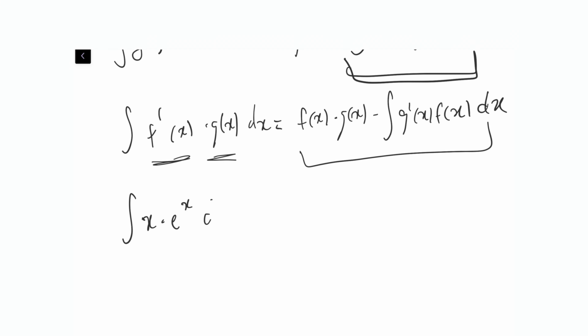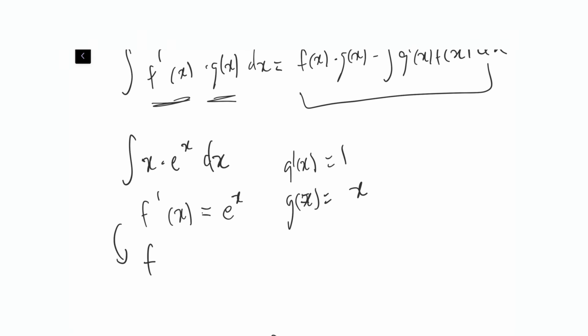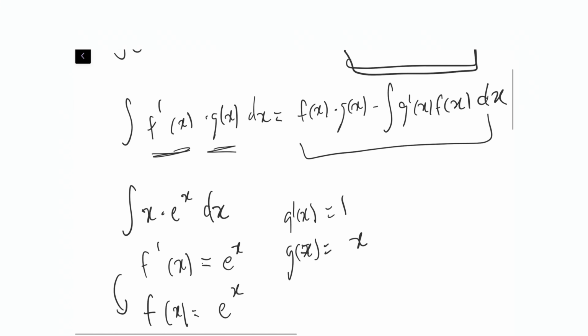So if we have this integral again, and we say we want f prime of x to be e to the x and g of x to be x, which means that g prime of x is 1 here. After integrating, f of x, original function, would be e to the x. And in this case, we would be using this form.